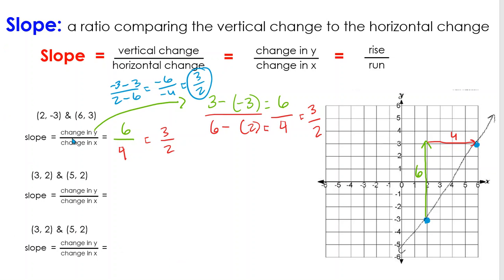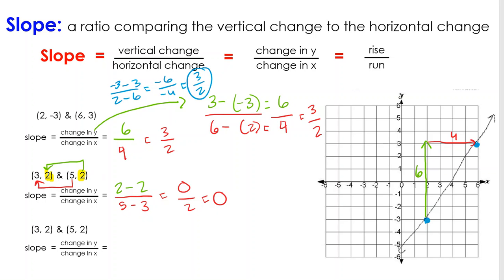So we can try it down here. I changed my y coordinates, so I went from 2 to 2, so we're going to find the difference. Then my change in my x coordinates, we went from 3 to 5, so we're going to find the difference. So we end up with 0/2, which is just a slope of 0. Because as we can see, those y coordinates were the same, which meant there was no vertical change.